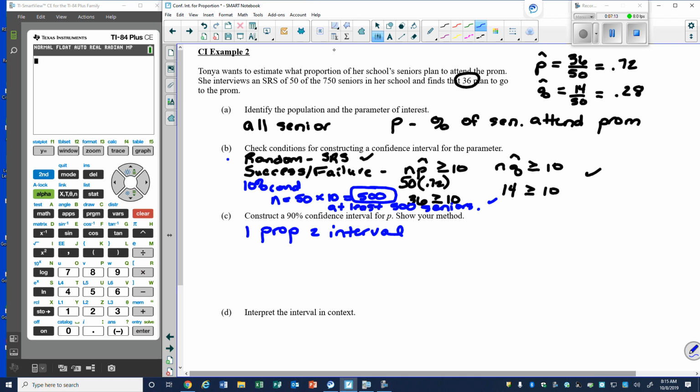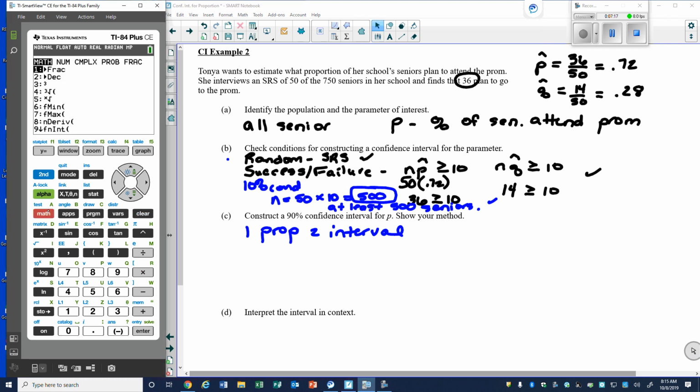When you go to your calculator, you're going to go to stat and then use the right arrow to highlight test. And you're going to scroll all the way down to letter A. Letter A is the one proportion Z interval. And when you choose enter, it's going to ask you for some information.